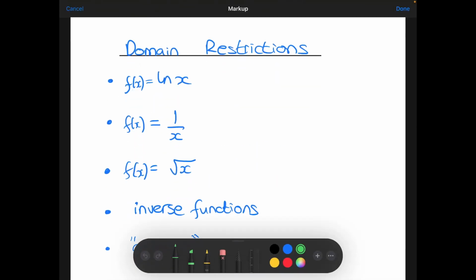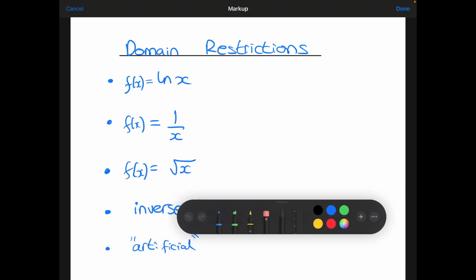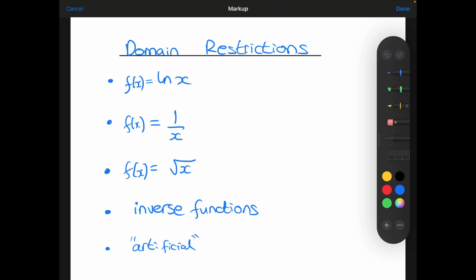Right, let's talk about domain restrictions. Remember, domain is the values of x that I can substitute into the rule. Now, what I've written here, f of x is equal to ln x, is incorrect as I've currently written it. Because remember, a function has to be so that I can substitute every x value and I get one y value. But currently I can't substitute every x value into ln.